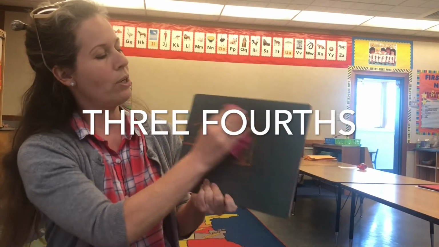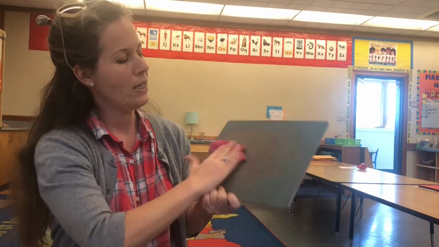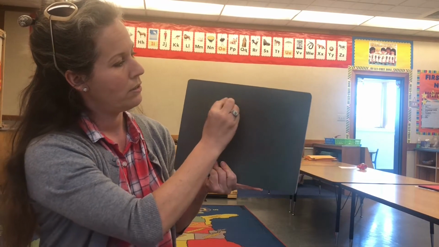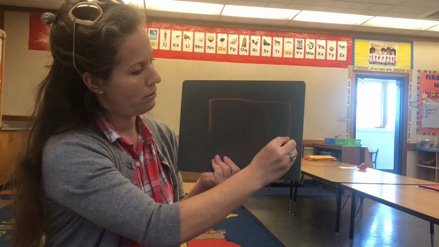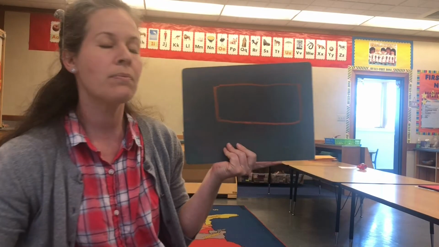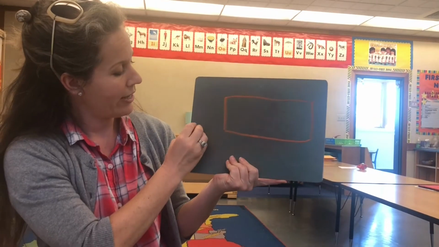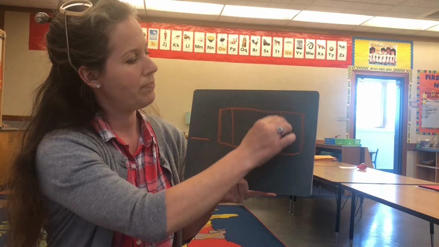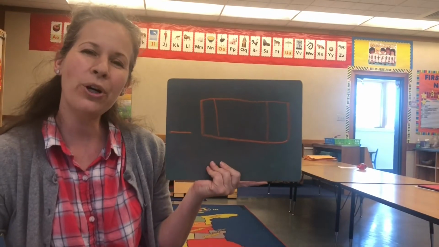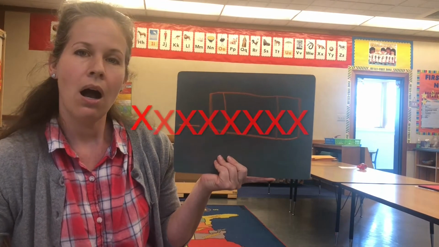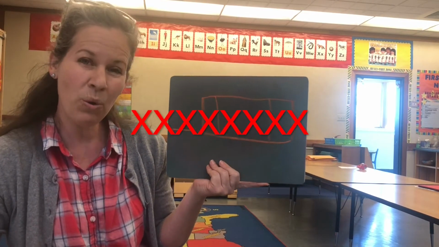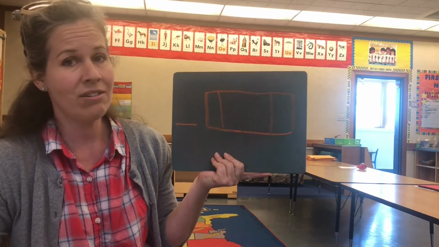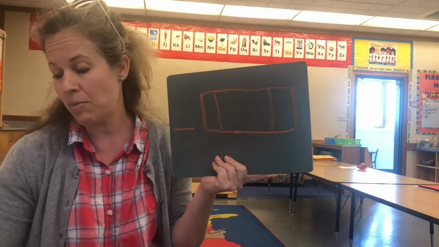So let me ask you a question. If I was dividing a rectangle, and I decided to divide it like this, would that work, boys and girls? Are those pieces equal? They're not. That rectangle is not divided equally, so it can't be a fraction.